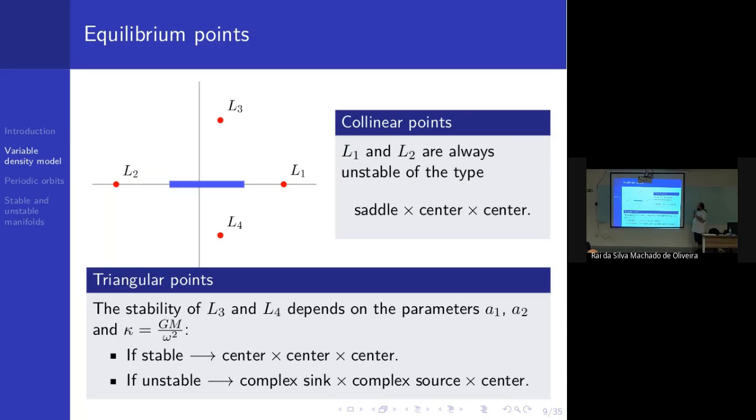But we also have two equilibrium points, L3 and L4, which are called the triangular equilibrium points.